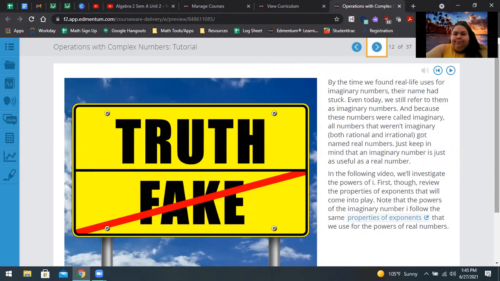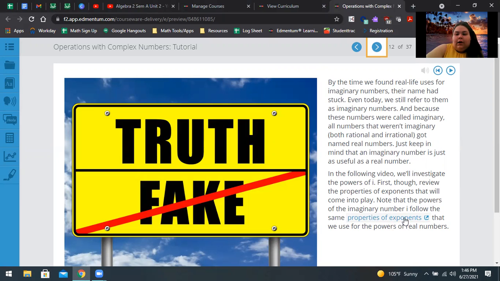By the time we found a real life use for imaginary numbers, their name had stuck. Even today, we still refer to them as imaginary numbers. I guess that's where they came up with the letter i. And because these numbers were called imaginary, all numbers that weren't imaginary, both rational and irrational, got the name real numbers. Just keep in mind that imaginary numbers are just as useful as real numbers.